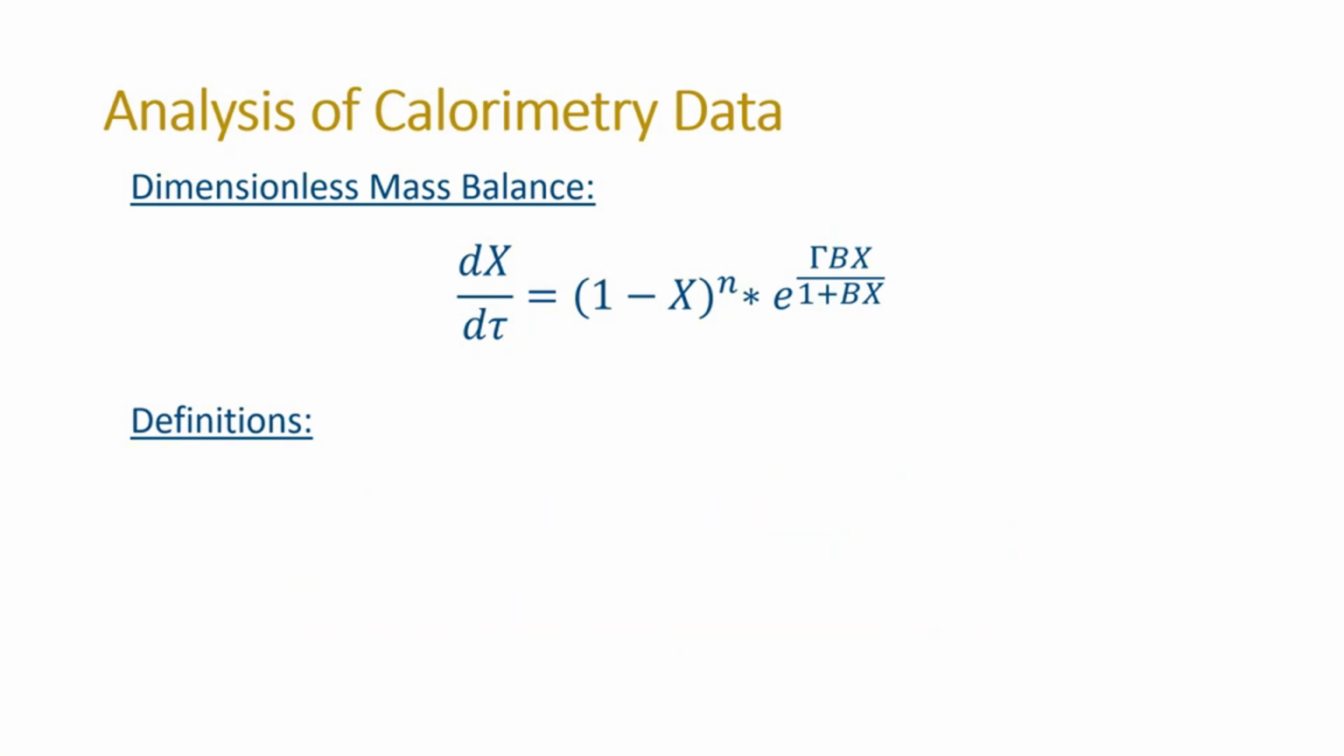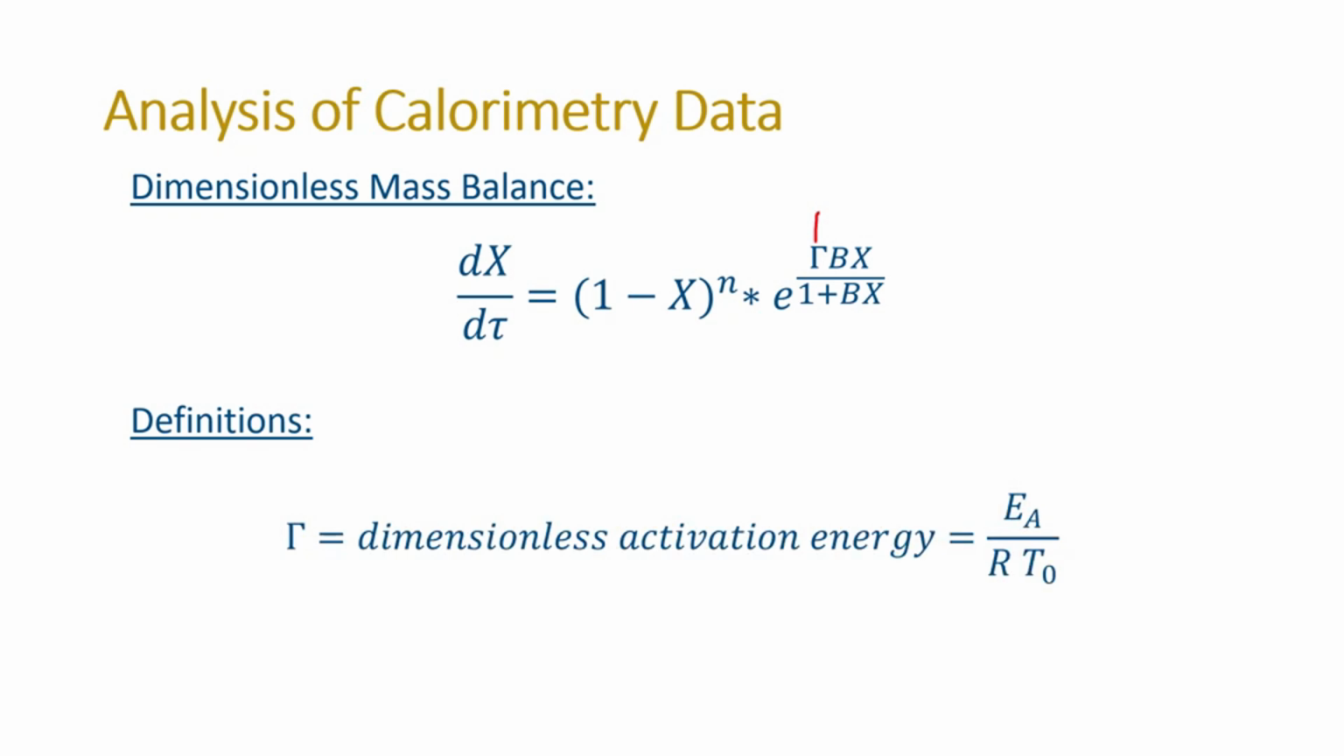Another dimensionless term in this mass balance is sigma. Sigma is the dimensionless activation energy. The activation energy, E sub A, is made dimensionless by dividing it by R, which is the gas constant, times the onset temperature. Finally, N, as was previously mentioned, is the overall reaction order.